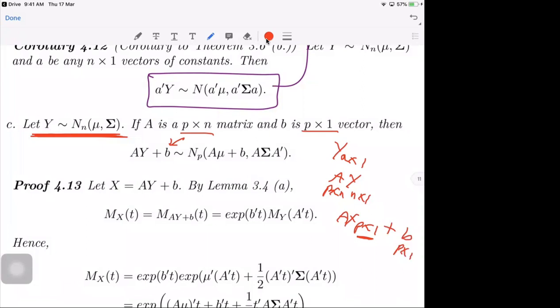So if you start with Y normally distributed, AY plus B is still normally distributed. Y is P by 1, AY plus B is P by 1, but the mean will be A mu plus B, and the covariance matrix is A sigma A prime. Okay, so let's look at the proof.